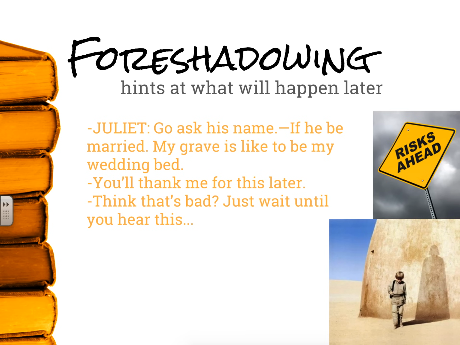For example, in Romeo and Juliet, the fated relationship. Early in the story, before she actually meets Romeo, she asks, "Go ask his name. If he be married, my grave is likely to be my wedding bed." Unfortunately for her, this turns out to be even more true than she realizes.